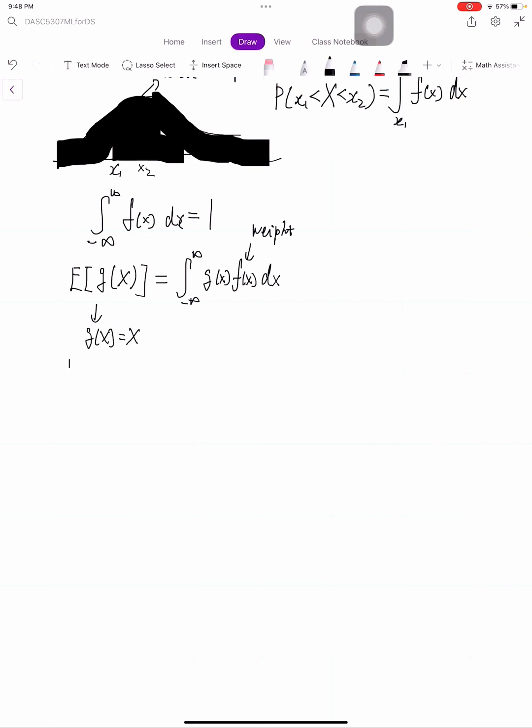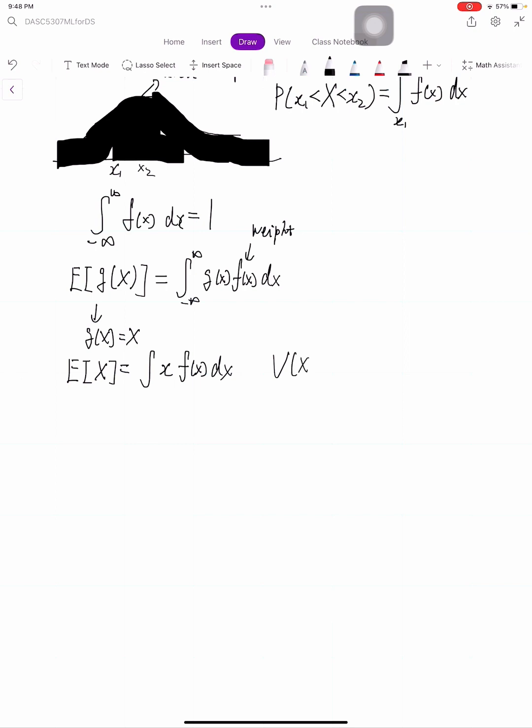And the special case is if g(x) is the identity function, we have the expected value of the random variable x can be written as this integration.